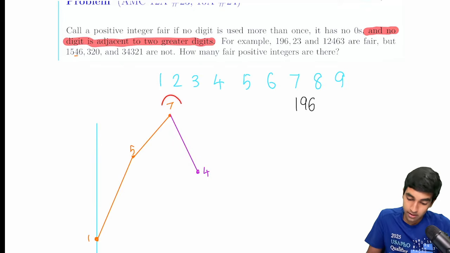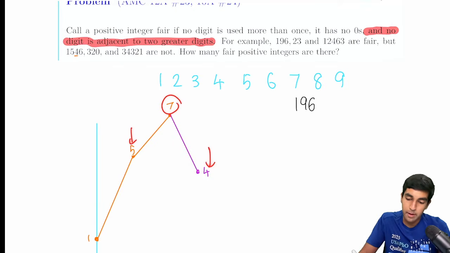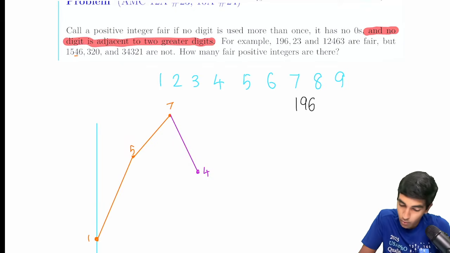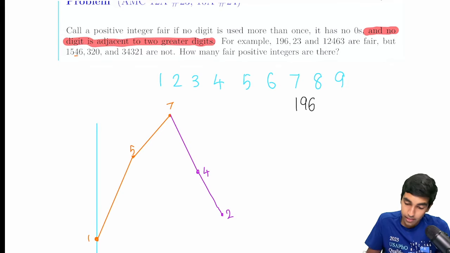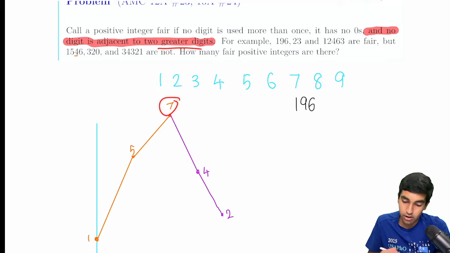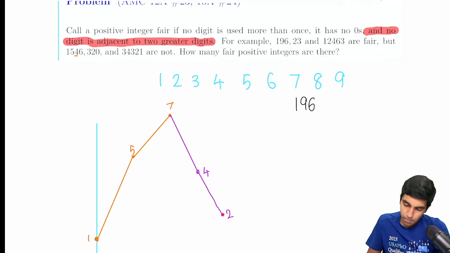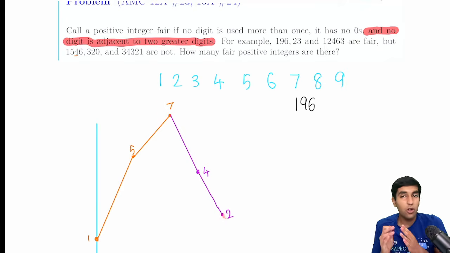Yes, it is allowed because this digit is greater than both of those digits. And let's say we want to go down again. Sure, why not? Because 4 is not less than both 7 and 2. It's only less than 7. So it's not adjacent to two greater digits. But now we're going down. Okay, now we're stuck. Maybe you want to go back up again.